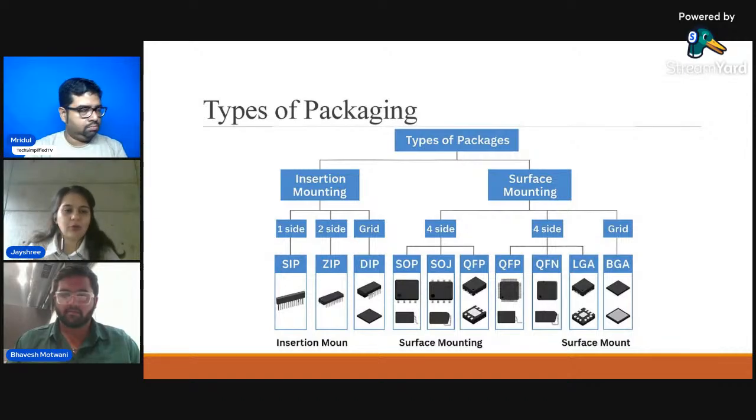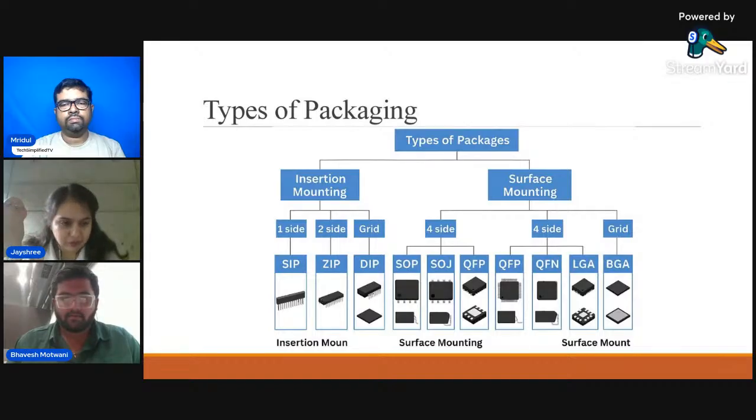It depends upon the size constraint, input output connections, thermal and electrical performance, cost, and, most importantly, the application. Think of it this way: if it is a mobile or automotive application, the chip will eventually require different types of packaging. So we are going to learn about the different types of packaging.